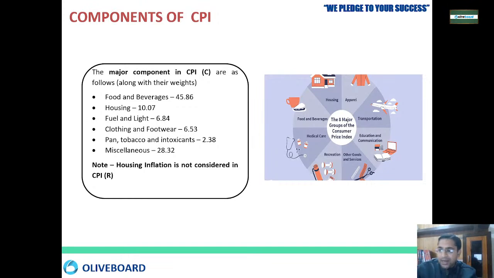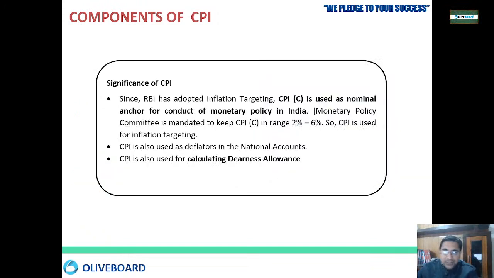So what are the components that are there whenever we are finding out the consumer price index, CPI? Food and beverages, housing, fuel and light, clothing and footwear, pan, tobacco, intoxicants, and miscellaneous. We find out the price change in these articles. Food and beverages has been given 45.86% weightage. Housing was given 10.07 weightage. Fuel and light 6.84 weightage has been given. Then we find out how much the price rise has been.